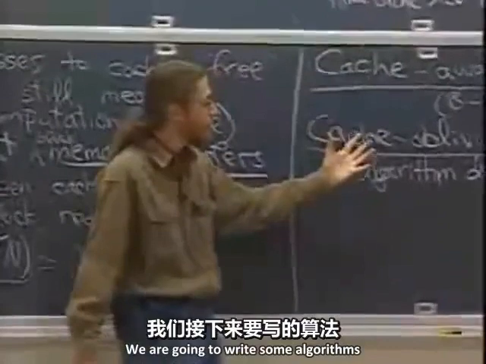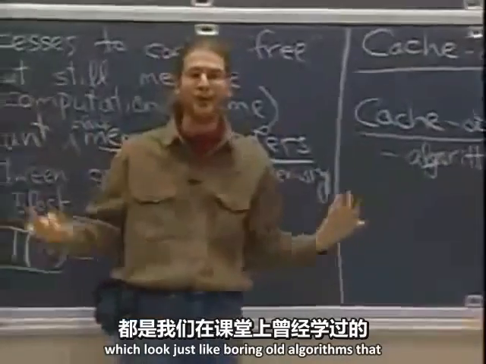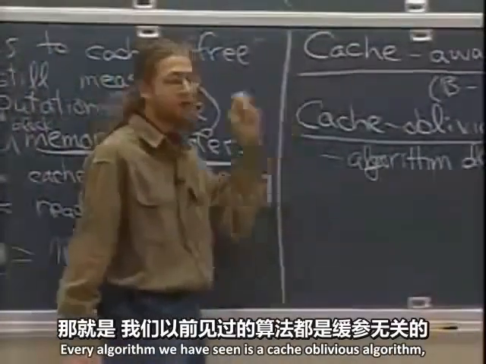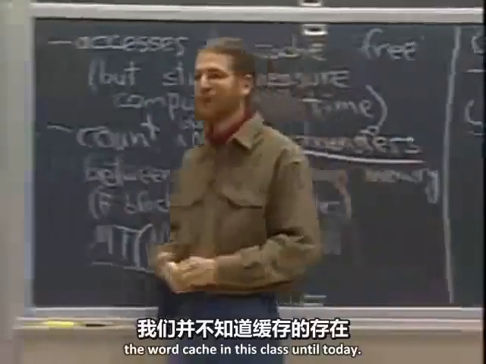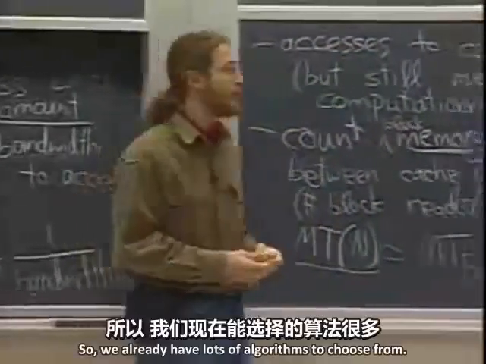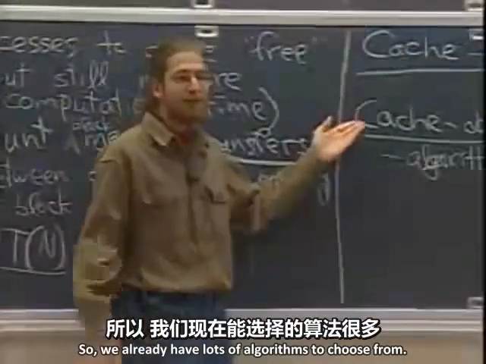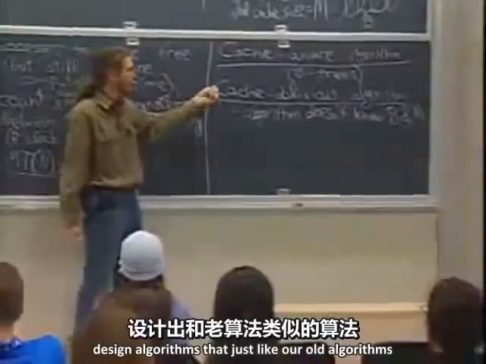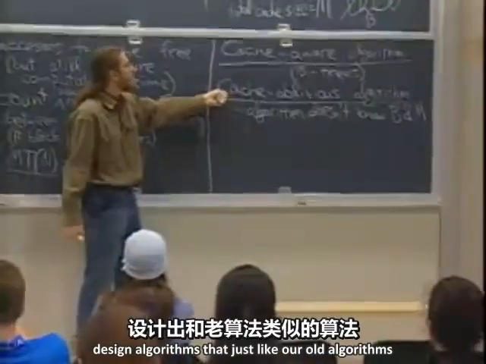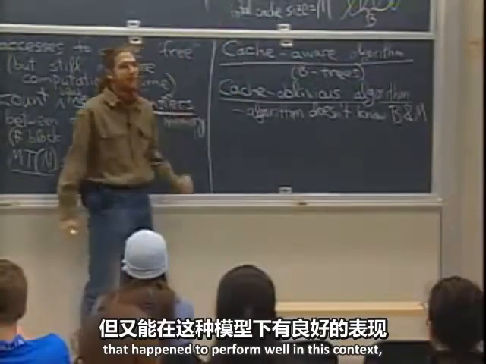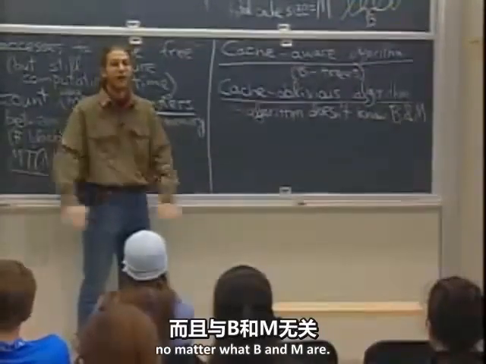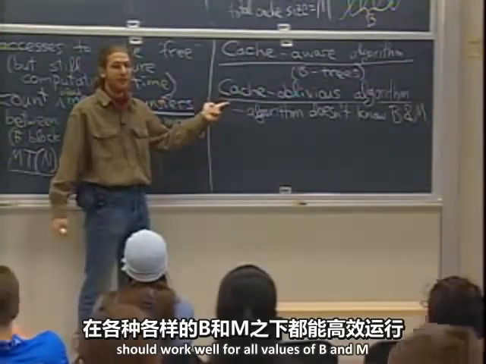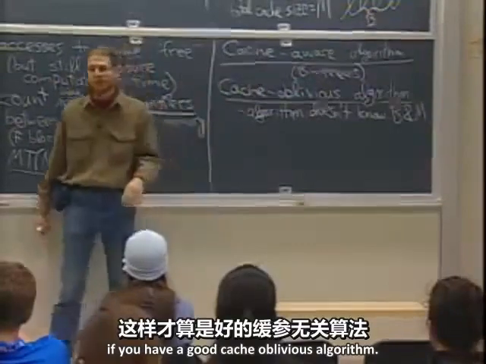So we're going to write some algorithms which look just like boring old algorithms that we've seen throughout the lecture. That's one of the nice things about this model. Every algorithm we have seen is a cache-oblivious algorithm, right? Because we didn't even know the word cache in this class until today. So we already have lots of algorithms to choose from. The thing is, some of them will perform well in this model and some of them won't. So we would like to design algorithms that, just like our old algorithms, happen to perform well in this context, no matter what B and M are. Another way of saying this is the same algorithm should work well for all values of B and M if you have a good cache-oblivious algorithm.